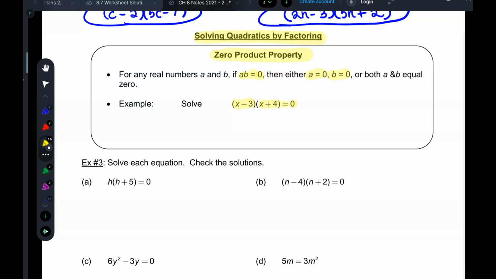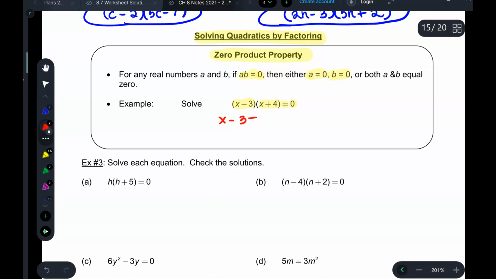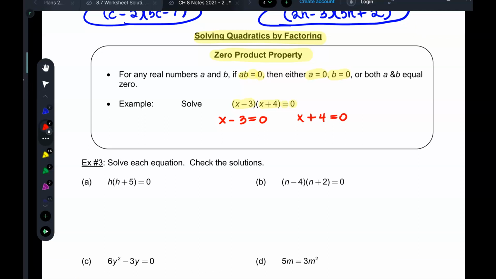Now I'm not going to distribute. I'm not going to multiply this out. What am I going to do? I'm going to set each part equal to 0. So I'm going to have x minus 3 equals 0, and I'm going to have x plus 4 equals 0. I'm basically saying these 2 parts are multiplied together. Can we just do FOIL? No. If we do FOIL, then we're going to put it back in trinomial form. The whole idea here is to try to get it in parentheses. If it's already in parentheses, then we're just going to set each part equal to 0 and solve.